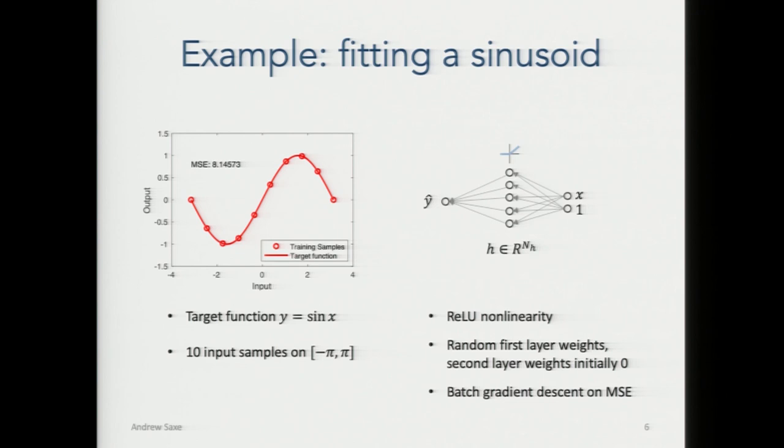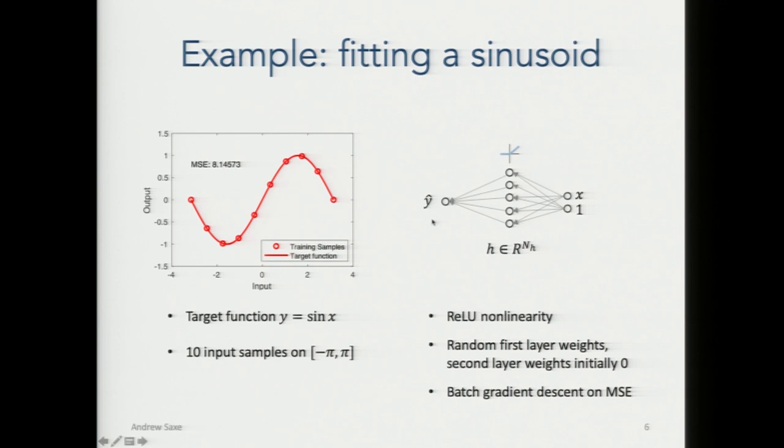But I'm only going to give you the 10 points that I've circled here. So you have a small amount of training data. And I'm going to fit this with a neural network. So it just has two inputs. It gets a constant value in, and it gets the input x. And then it's supposed to produce its output y hat.